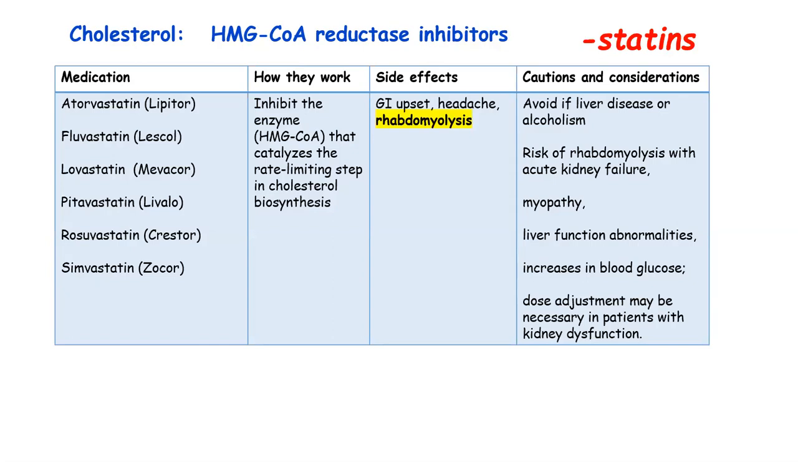The statins are HMG-CoA reductase inhibitors. HMG-CoA reductase is essential for making cholesterol. The inhibitors, that means that they're going to inhibit the production of cholesterol. How do you recognize the HMG-CoA reductase inhibitor? They end in statin. So you've got atorvastatin, fluvastatin, lovastatin, pitavastatin, rosuvastatin, simvastatin.